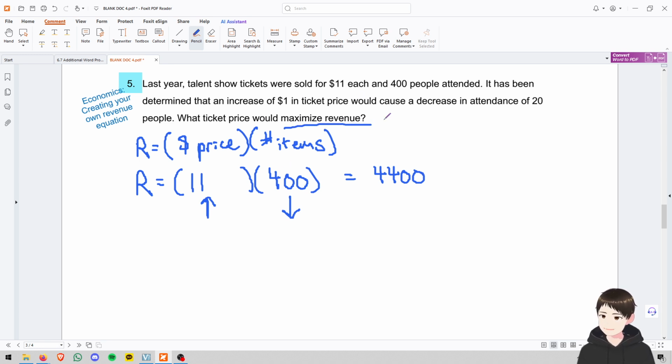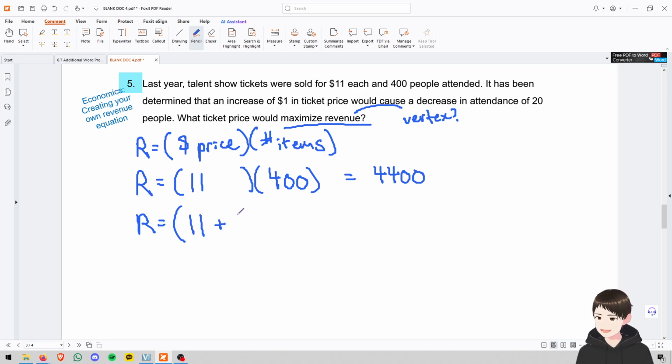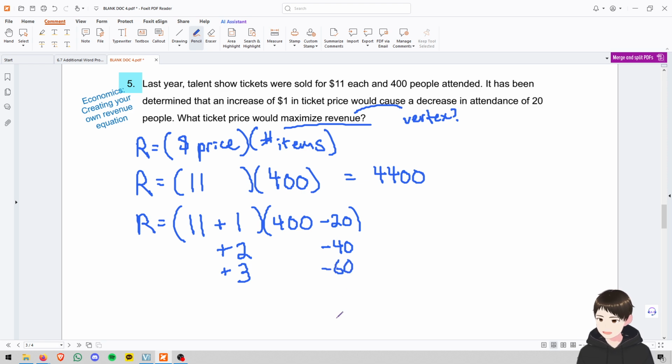Oh, okay, I'm already starting to get keywords. Maximized revenue. Revenue is the Y value. In other words, I'm looking for the vertex. I need to create an equation to find the vertex. So let me lay it out. Revenue is supposed to be 11, but if I made it plus 1, don't write this down, then 400 would lose 20 people. If I made it plus 2, 400 would lose 40 people. And if I made it plus 3, you would lose 60, so on and so forth.